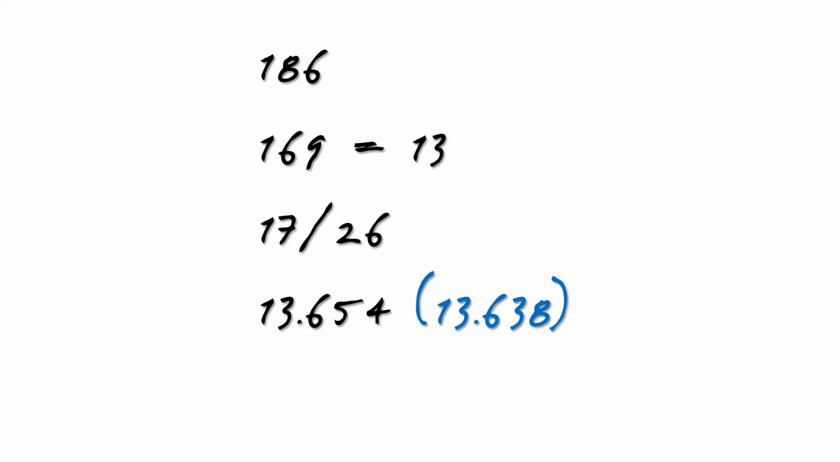If we convert that to a decimal, we have 13.654. 17 over 26 is 0.654. And we can see that that is very similar to the calculator's answer. The square root of 186 is 13.638. So our 13.654, that's a pretty good estimation.